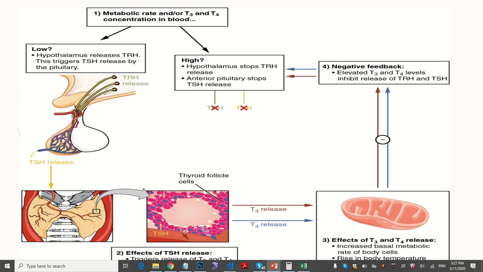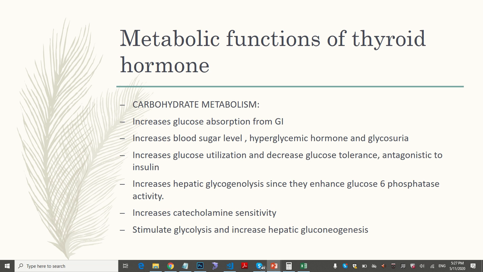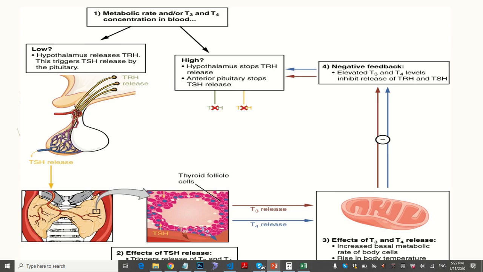And what are the effects of T3 T4? They basically increase the basal metabolic rate, the BMR, and the body temperature. And when the circulating levels of T3 T4 are high, there is a negative feedback. The negative feedback works by inhibiting the release of thyrotropin releasing hormone and thyroid stimulating hormone. So they won't be released, and they won't exert their effects on the thyroid to produce more T3 T4. So this is the hypothalamic pituitary thyroid axis.